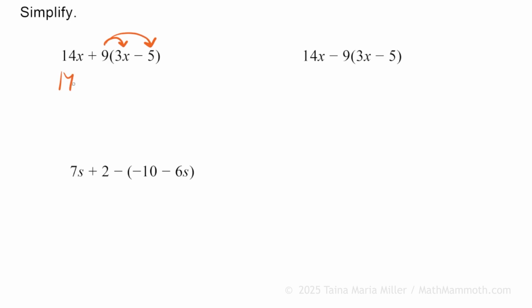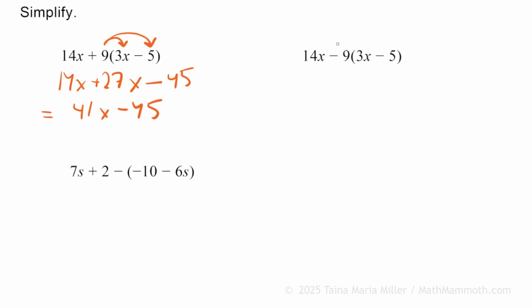So we get 14x plus 9 times 3x. That's 27x. And then 9 times 5, and there's a subtraction here, so 45. And lastly, we can combine these two terms to get 41x minus 45. So that's pretty simple, right? Let's go on to the next one.